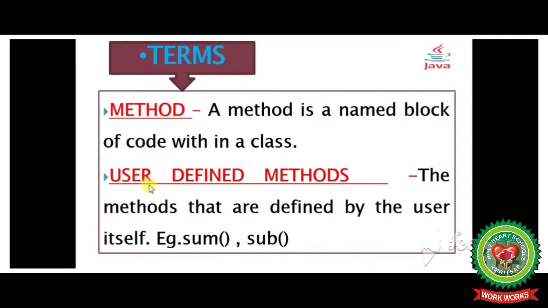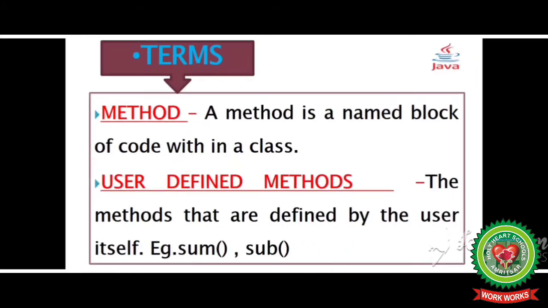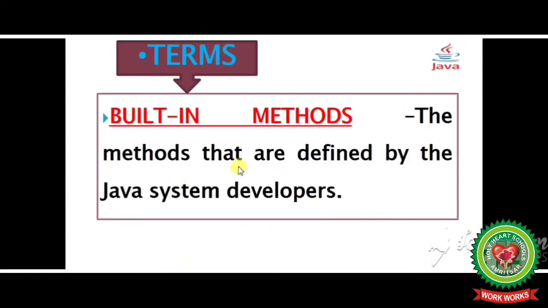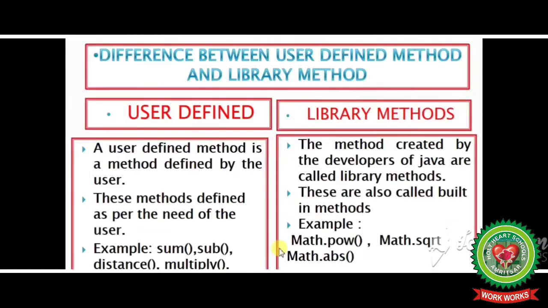The next definition is user defined methods. The methods that are defined by the user itself, or that the user makes according to the requirement of the program, are called user defined methods. Example: sum, sub. The next definition is built-in methods. These are the methods defined by the Java system developers. It means these methods are part of the Java setup and are available to all Java programmers in the form of packages.